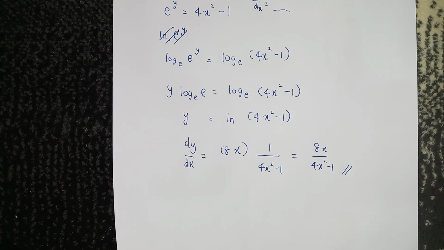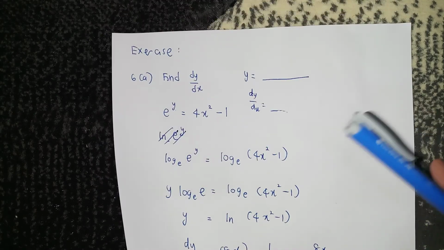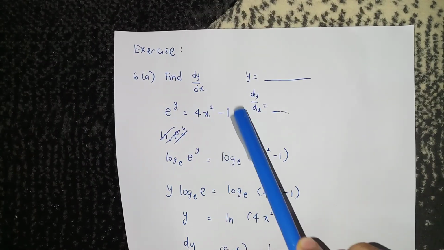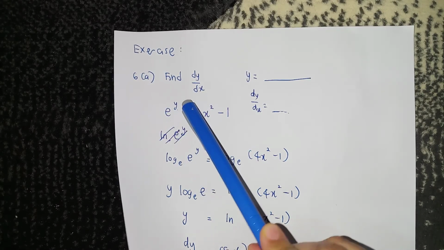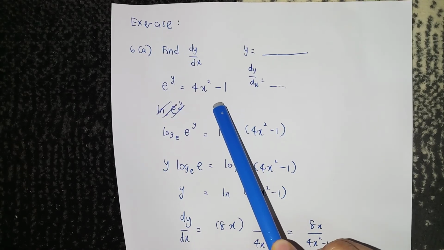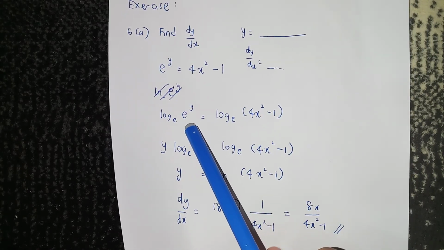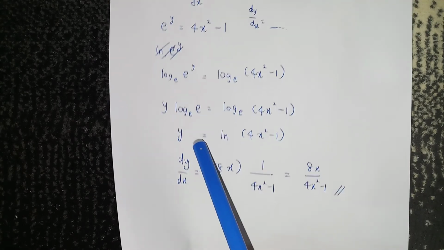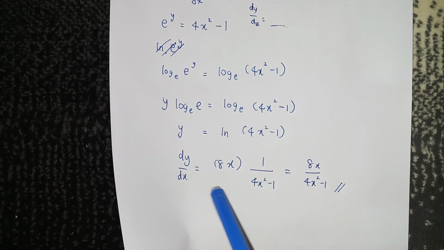I want you guys to try B and C. Please make sure you try. If in an exam that question happens to appear, it looks very hard, very complicated, because you have e to the power of something. But it's not. Straight away you put log base e because you want to change to ln. Make sure you have y as your subject and then you differentiate as normal.